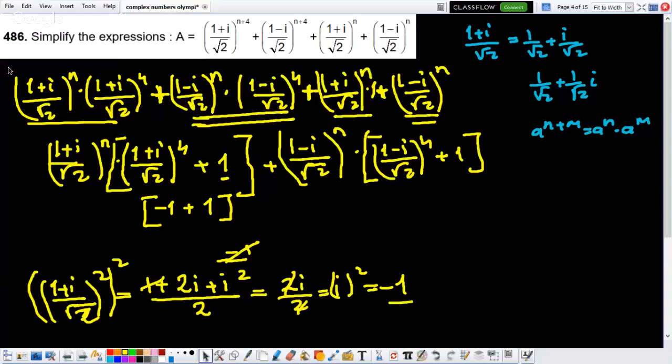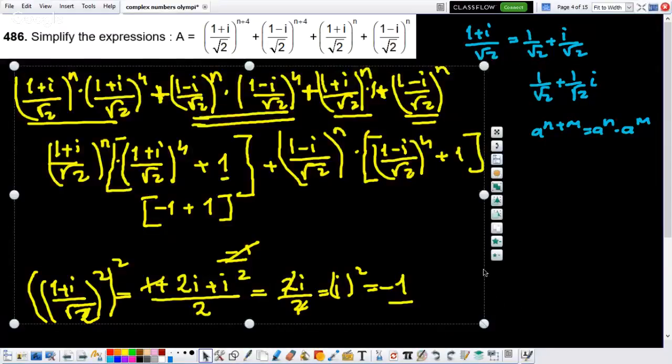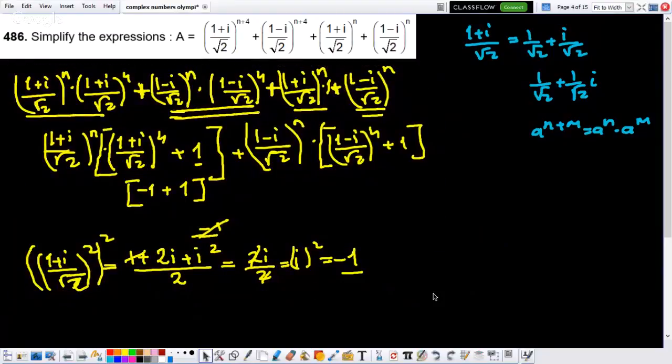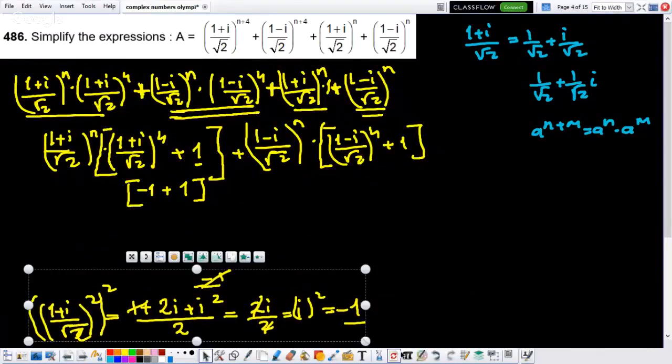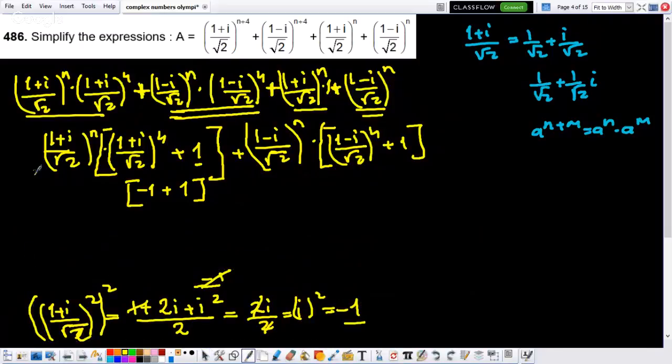Sorry, I'm going to make it a bit smaller here. And if this is equal to 0, then this is ((1 + i)/√2) to the power of n times ((1 + i)/√2) to the power of n times 0. So this becomes 0.